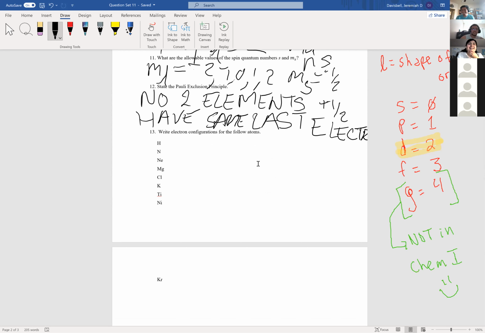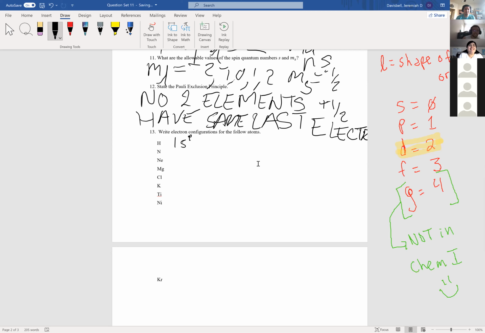Anyways, electron configuration. So for hydrogen, how many electrons do we have? Where is it on the periodic table? 1, so it's 1s. Beautiful, 1s. And since it has that one electron in that 1s, we'll put 1s1. That's a 1, not a p.